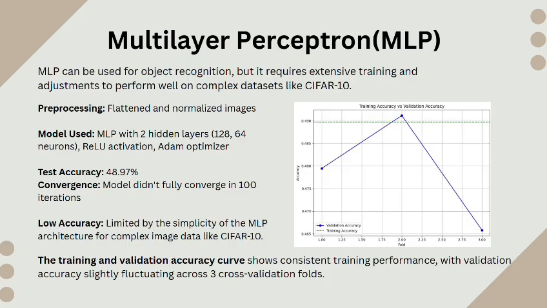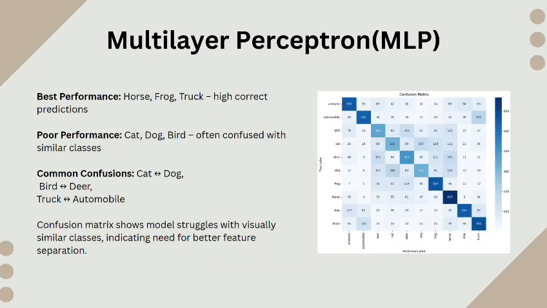From the confusion matrix, we saw strong performance on horse, frog, and truck, but frequent confusion between cat and dog, bird and deer, and truck and automobile, highlighting MLP's struggle with complex and similar looking classes.